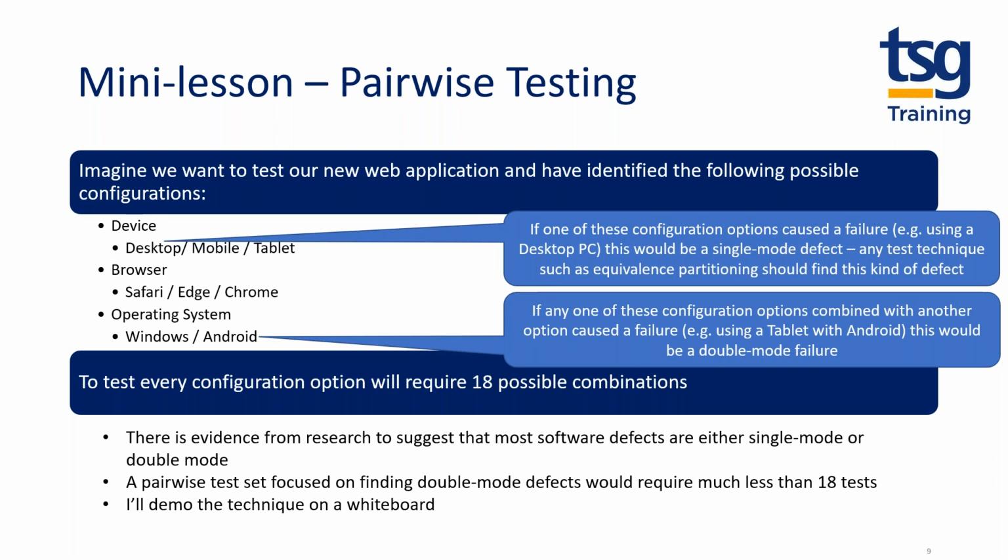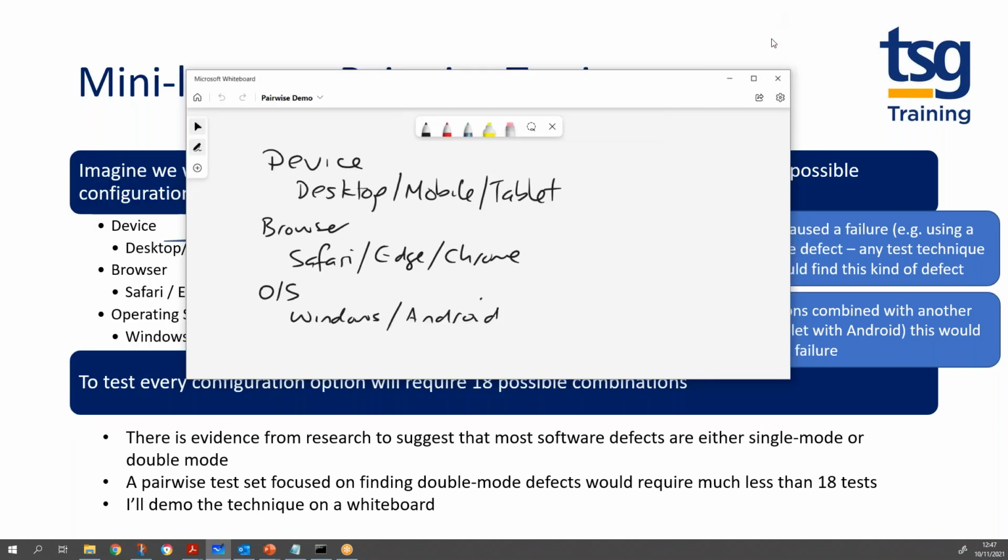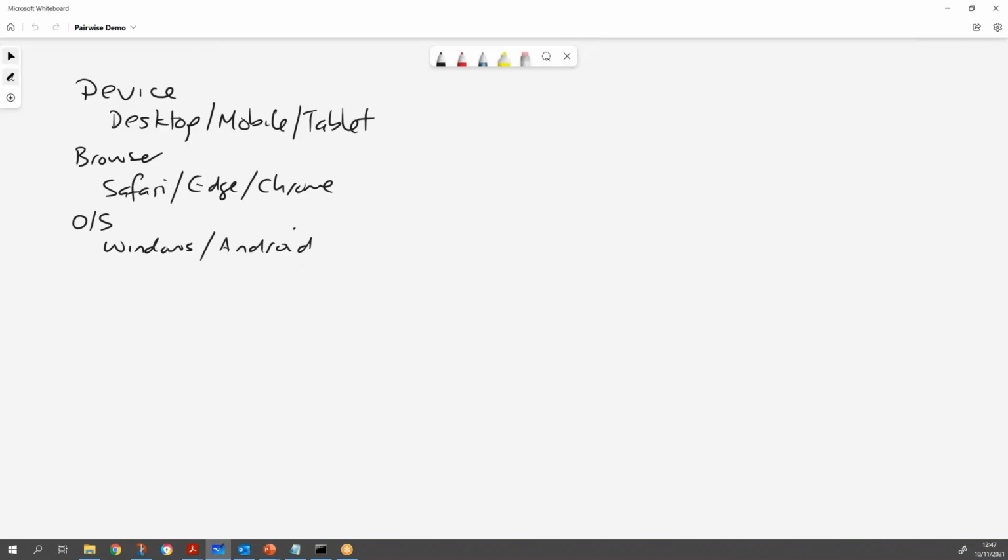First, I'm going to demo this using a whiteboard and show you how we do this technique manually. For that, I'm going to switch to Microsoft Whiteboard. I've just transcribed the problem, written by hand, so I'm afraid you've got my bad handwriting here. We've got our three variables: device, browser, and operating system. The first thing I do in this technique is create an inventory of pairings. The first pairing is device and browser. The second is device and operating system. And the third is browser and operating system.